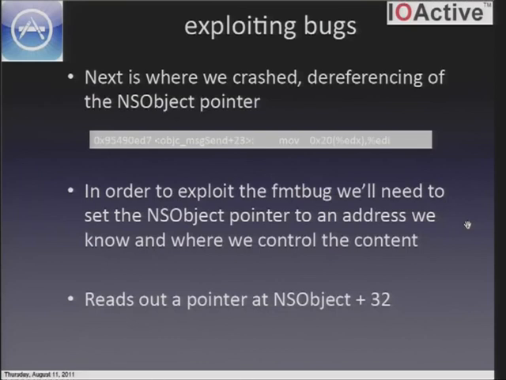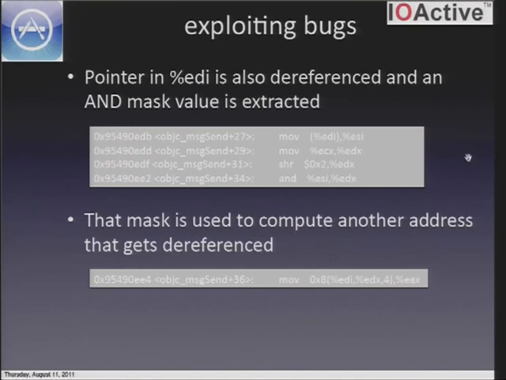and it needs to point to a valid piece of memory where you control the content, and that content is going to be the content of an NS object. And then that value is another pointer which is stored in the EDI register. And there's an AND mask done on top of that, which is sort of this gibberish here. And then that mask is used to compute an address that will get dereferenced.